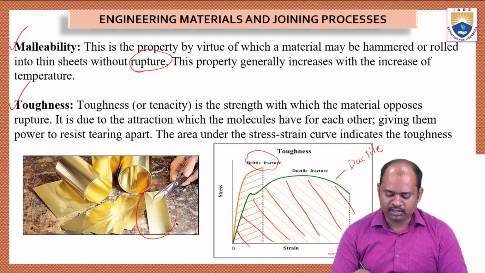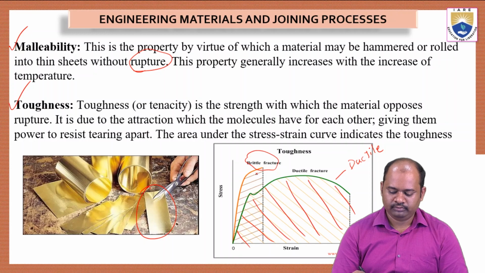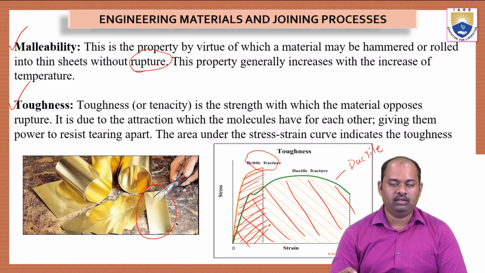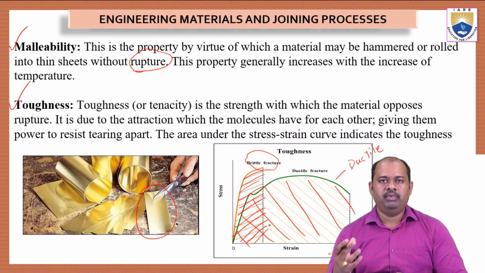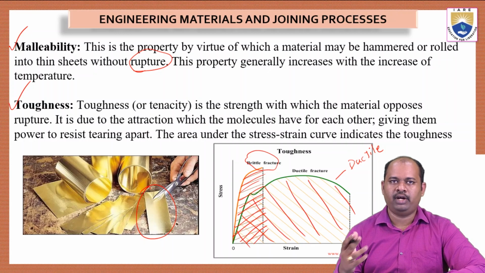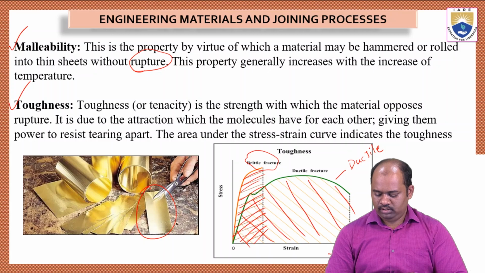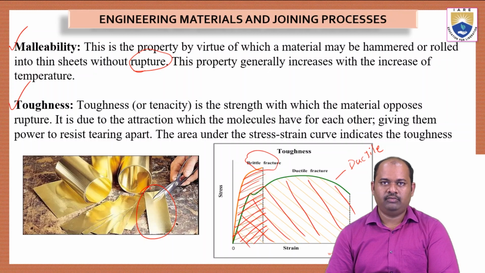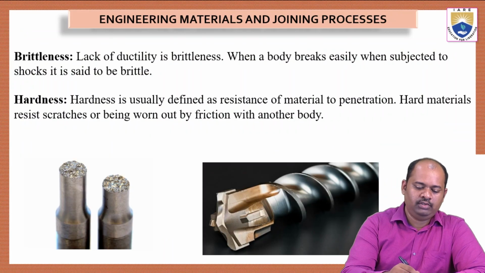And for brittle metals, this area is very less, only this area. That means only this much amount of load it can bear, beyond which the metal will fail. That means it will be broken into two parts. Okay, this indicates the toughness from the graph. And then we have the brittleness.